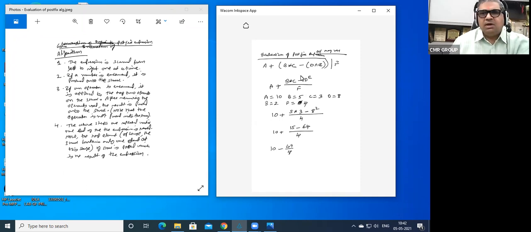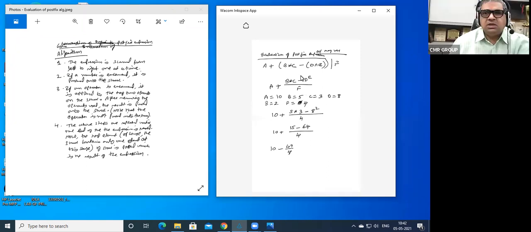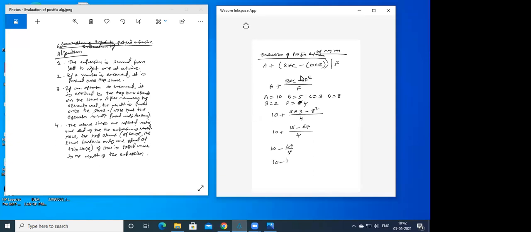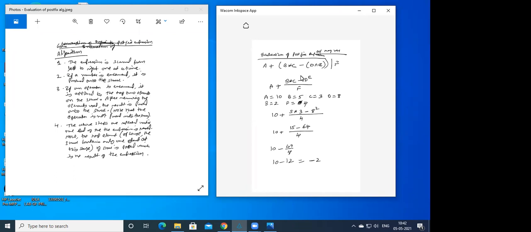So what is 49 by 4? It is 12.25, but it is integer division, so 12. So it is 10 minus 12, that is equal to minus 2. This is your mathematical expression evaluation. Is this clear? Yes, sir. Now let us do our infix expression evaluation.